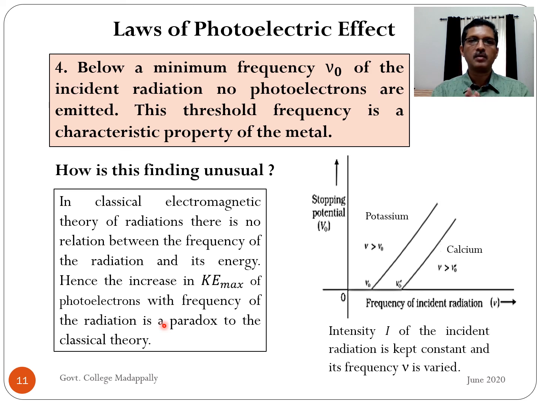So this concludes part 1 of the discussion on photoelectric effect. Now in the next part, we will look at how we can explain these 4 experimental findings. We know that there is no explanation based on classical electromagnetic theory. Then how can we give a new theory which can explain these experimental findings? Let us see.